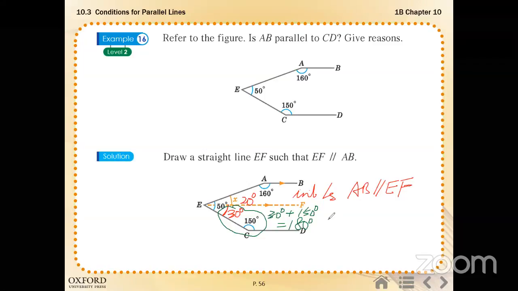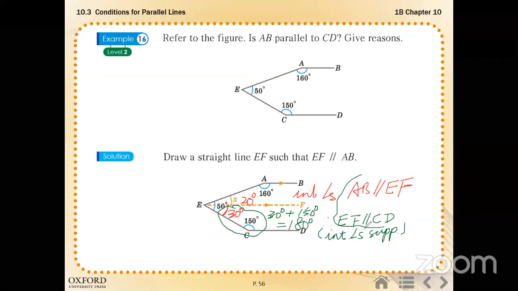Then you have to first tell people you are checking EF and CD, don't jump to A, B, and CD quickly. Therefore, EF is parallel to CD, because I add these two angles together and they are interior angles. Now, for this one, you need to write more words: interior angles supplementary, just SUPP, no need to spell the whole word.